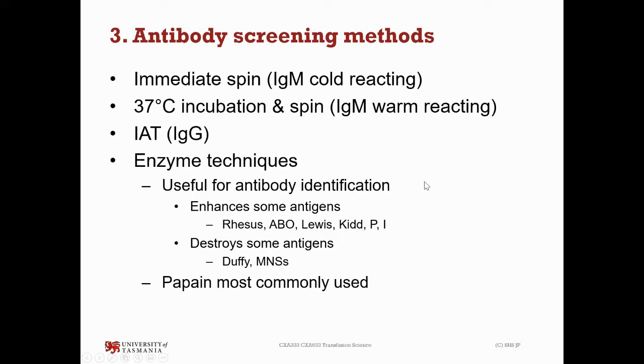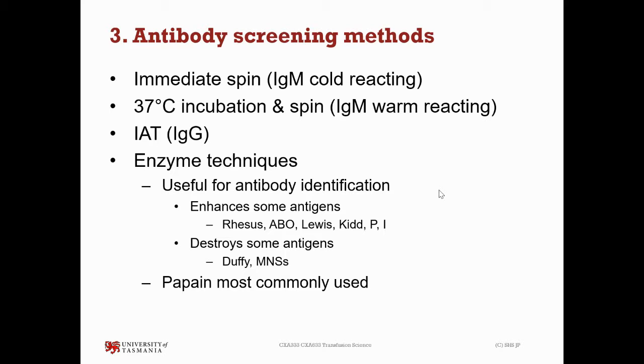Enzyme techniques are quite useful, as you can see here, for antibody identification, particularly when you've got a mixture of antibodies. So sometimes you can get 2 antibodies, sometimes you can get 3, sometimes you can get lots. When you get mixtures that you're unsure of, or any mixtures actually, the patient's sample usually gets sent away to a reference laboratory, and those people are the ones who usually do these extra techniques, the enzyme techniques.